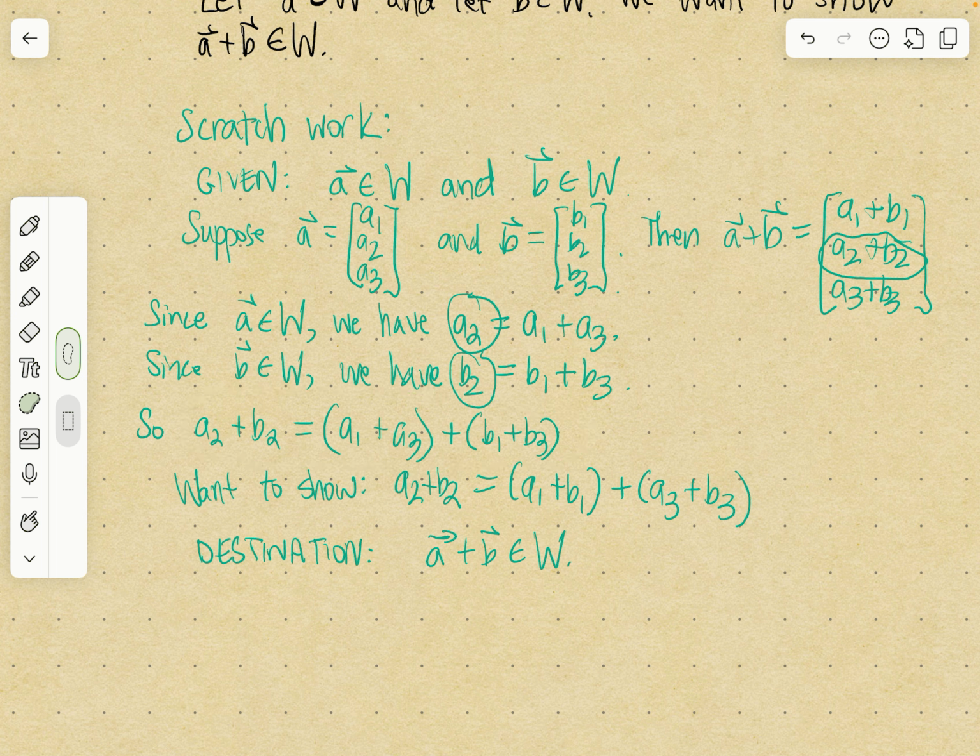Can I deduce that this equation is true? Well, yes, because I have properties of real numbers, right? When you have real numbers, you can switch the order in which you add them. And if I switch the order in which I add them, I'm going to get A1 plus B1 plus A3 plus B3.